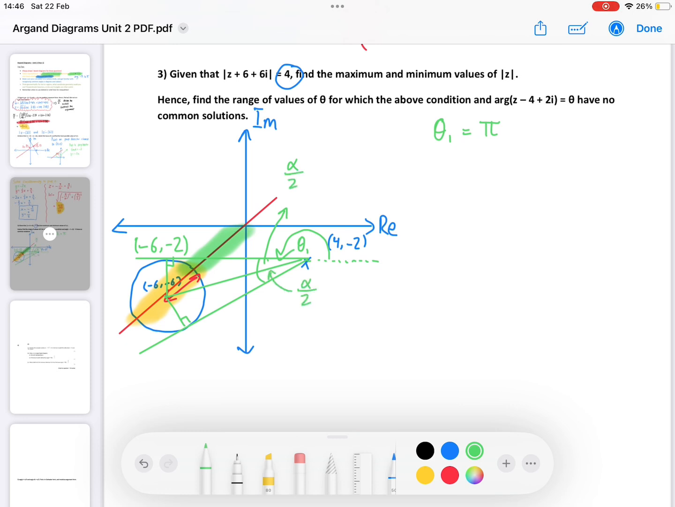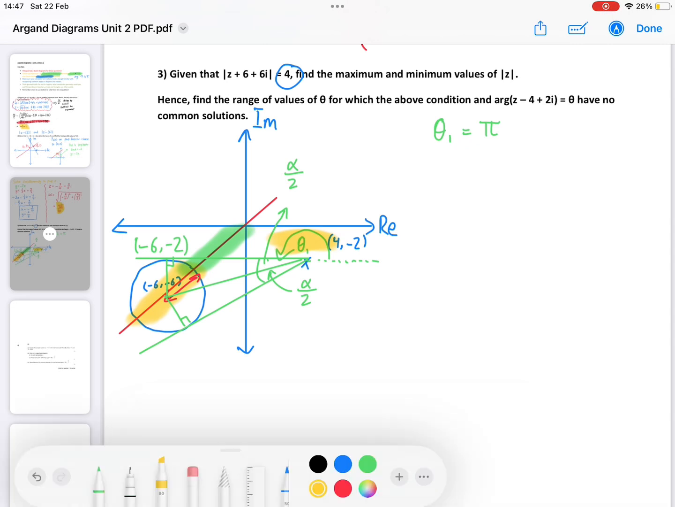And we can use trigonometry to work out the values of alpha over 2 by using these right angle triangles that we've constructed. And then from there, all we need to do is use the information about this angle here being pi, and we can then just add and subtract angles around a point to get the values that we're interested in.